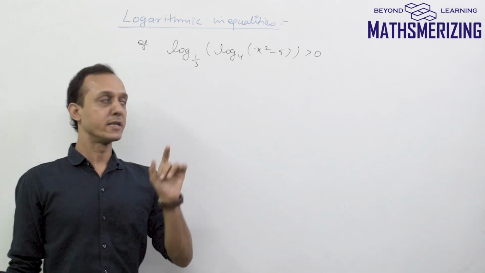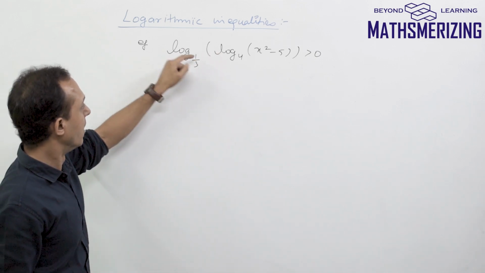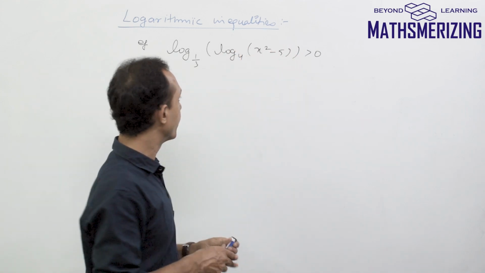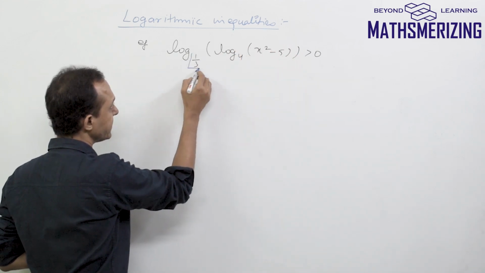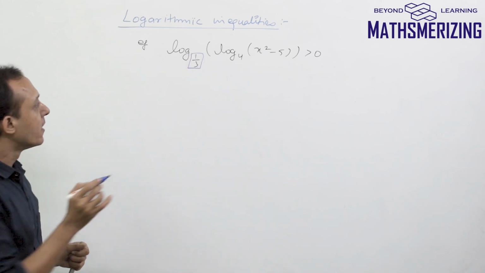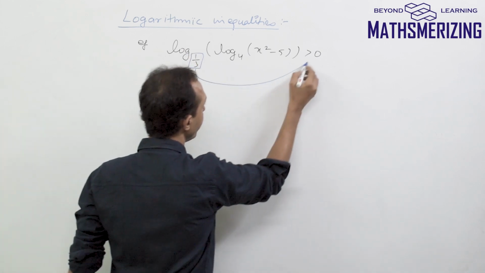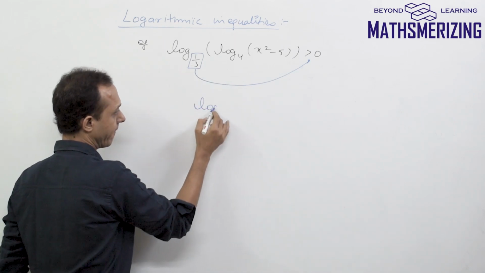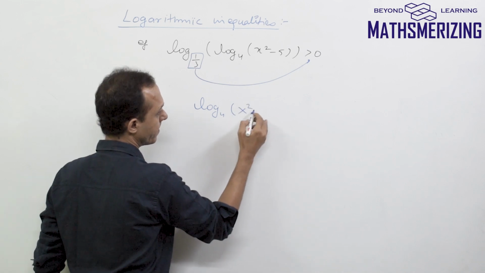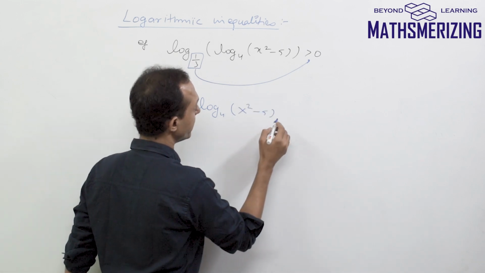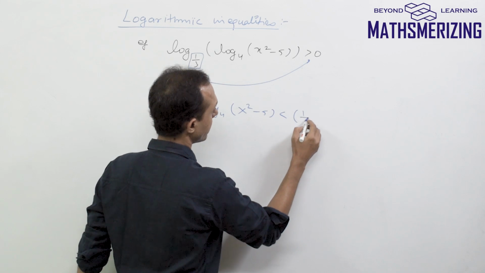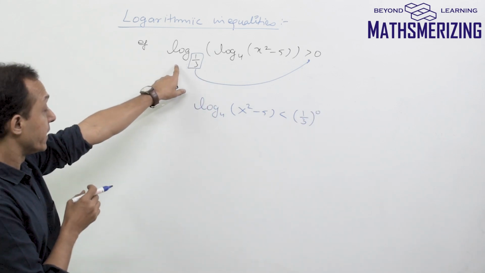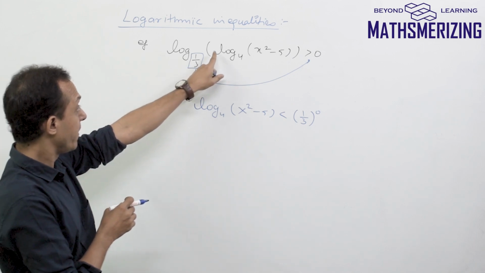So we'll take another question and the question is log base 1 by 3 of log base 4 of x square minus 5, and it should be greater than 0. Now what I see here is base 1 by 3 which is less than 1. So if I take anti-log, then I know the sign of inequality will reverse. So I'll get log of x square minus 5 to the base 4 and it should be less than 1 by 3 to the power 0.